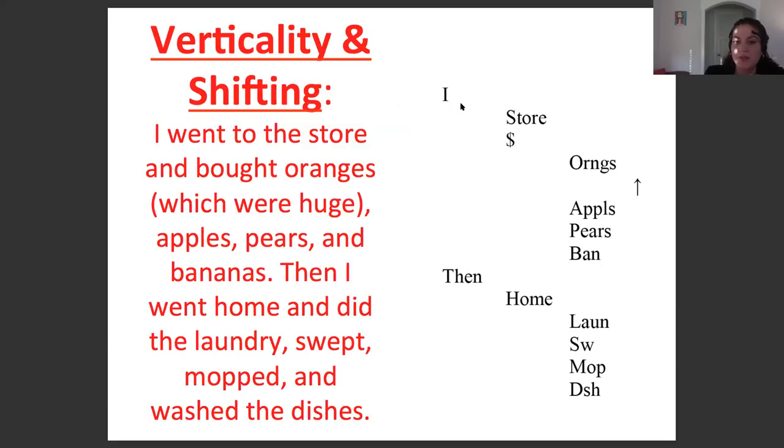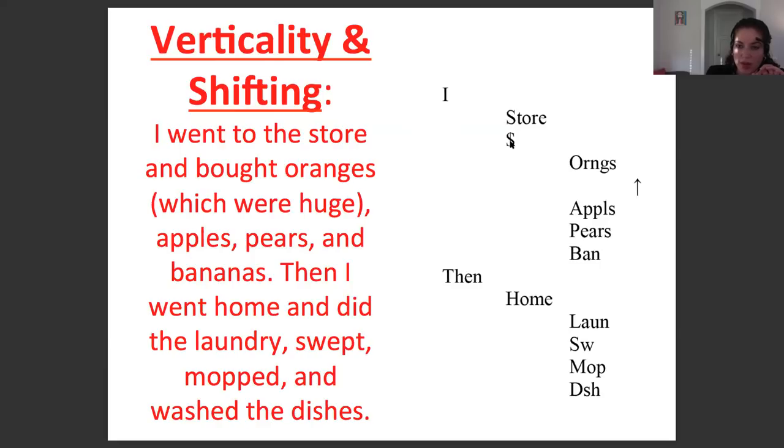So if you noticed, I is written on the left, and then went to the store is written below this and a little bit to the right. And I bought, the symbol of purchase, the symbol of dollars, is right underneath the store. And then when you're specifying what you bought, you're going further to the right. So anytime you're giving additional information, you're going down and to the right. If you're still staying in the same category, you go down.